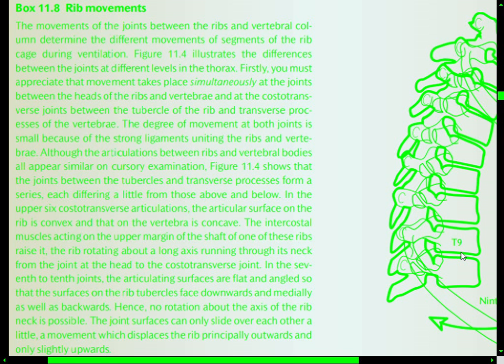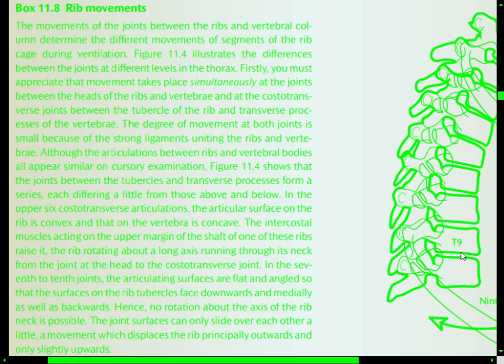Hence, and hence means therefore, no rotation about the axis of the rib neck is possible. There was a rotation about the axis of the rib neck that was possible from the 1st to 6th, but from the 7th to 10th, no rotation about the axis of the rib neck is possible. What is this? I don't know. Don't ask.